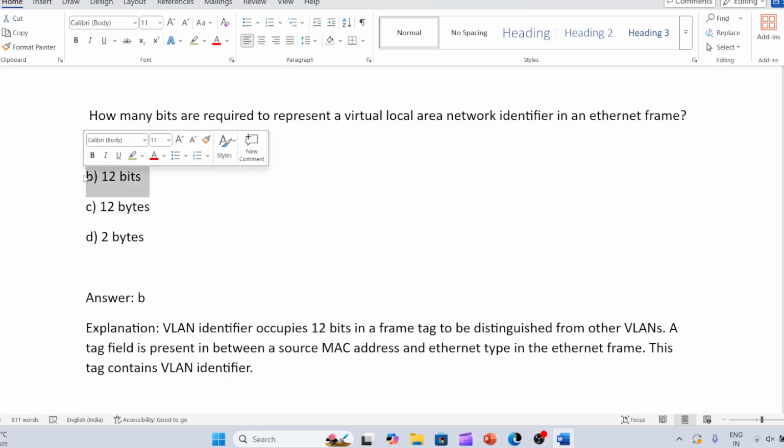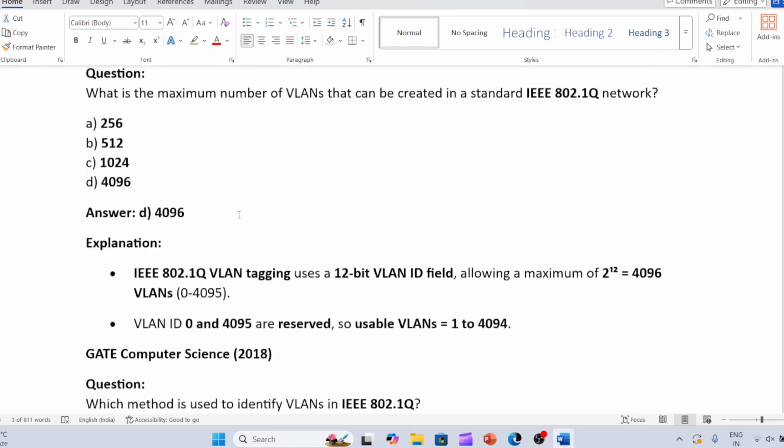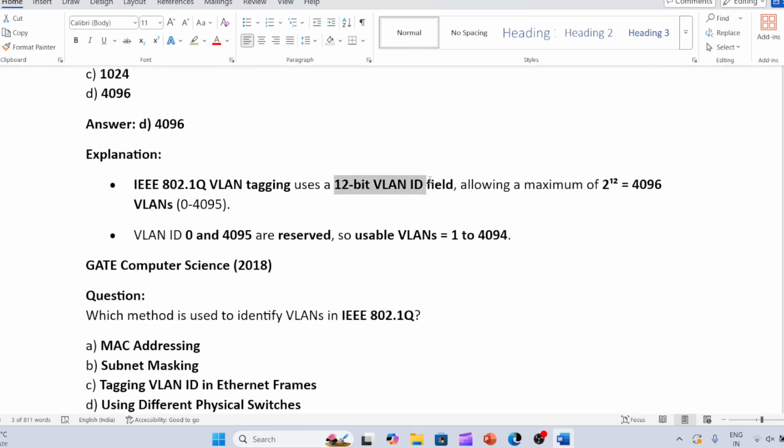ये तो दोनों ही आपको याद करना है. देखो आपका जो फर्स्ट वाला क्वेश्चन था, ये वाला 12 bit VLAN field ID. So if you are going to remember, it is going to help you a lot in the examination also.